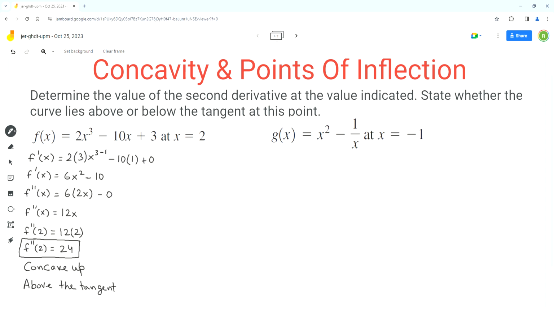g(x) equals x squared minus 1 over x at x equals -1. So first we'll have to change this g(x) function to find the first derivative. So we should move the x in the denominator to the numerator. That will make it easy to find the derivative. So when we move x to the numerator, the exponent on x becomes -1.